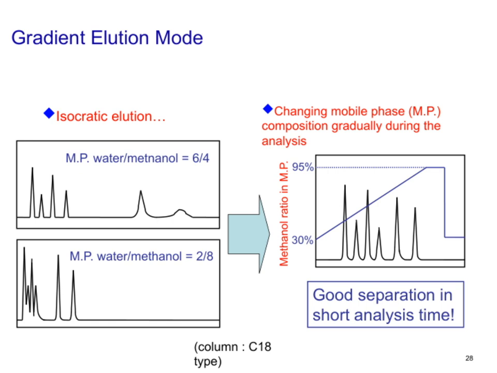In contrast, isocratic elution maintains a constant mobile phase throughout the run, which is simpler but might not always give the best results for complex samples. So, understanding when to use isocratic versus gradient elution and how to optimize the MP ratio is key to achieving faster, more effective separations in our chromatography workflows.